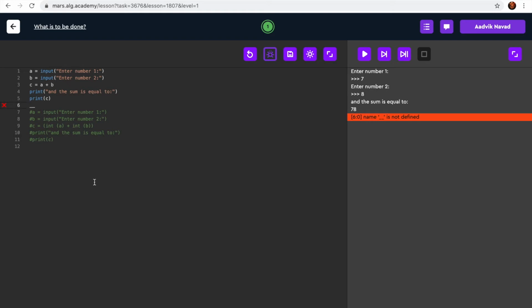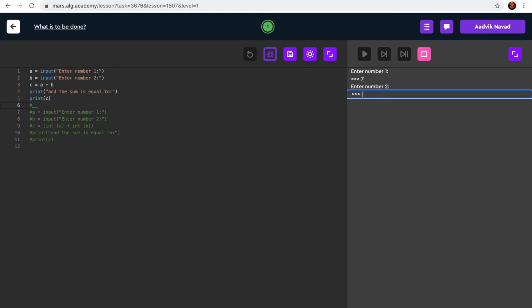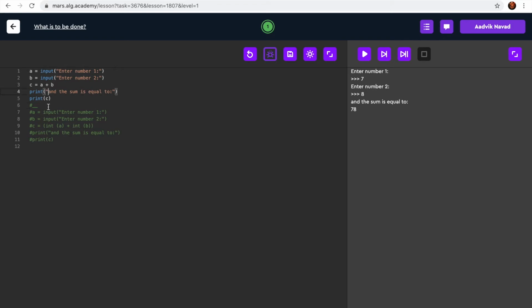That was just my line marker. There we go. So that should technically work, technically not. So as you guys can see, the sum is equal to 78. And that's of course incorrect. I hope you guys know that 7 plus 8 is not equal to 78, it's actually equal to 15.